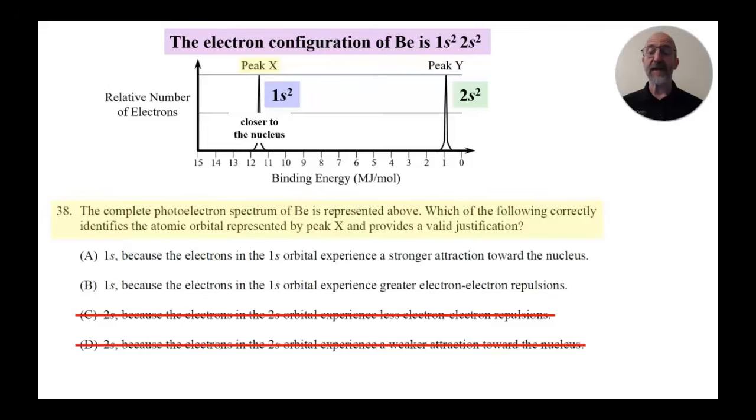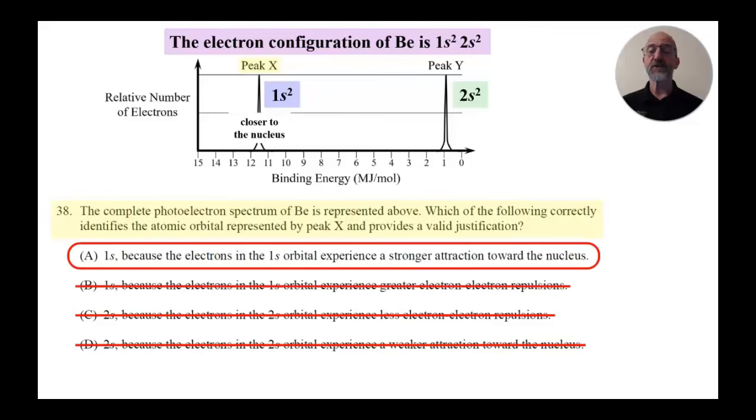Now in choice B, it says 1s, but it says because the electrons in the 1s orbital experience greater electron-electron repulsions. So it's attractive forces toward the nucleus that would explain why the 1s electrons are more difficult to remove. Electron-electron repulsions is not a consistent justification. That would actually imply it's somehow electrons pushing away from each other, but I'm looking for the stronger attraction toward the nucleus to explain that higher binding energy. So the correct answer to question 38 is choice A.